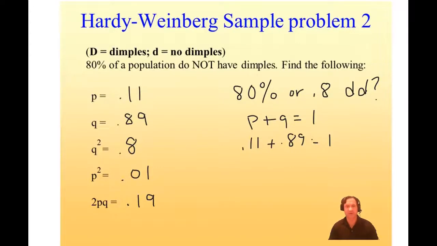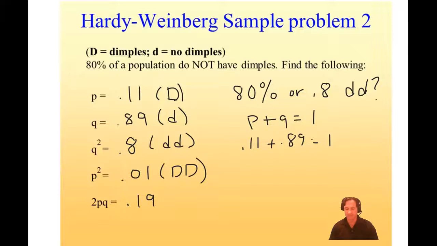p is the frequency or percentage of the dominant allele in the gene pool, or the big D. q is the frequency of the recessive allele in the gene pool, or little d. q squared is the frequency of homozygous recessive individuals in the gene pool, or little d little d. p squared is the frequency or percentage of homozygous dominant individuals in the gene pool, or big D big D. And 2pq is the percentage or frequency of heterozygous individuals in the gene pool, or big D little d. And that's all there is to it.